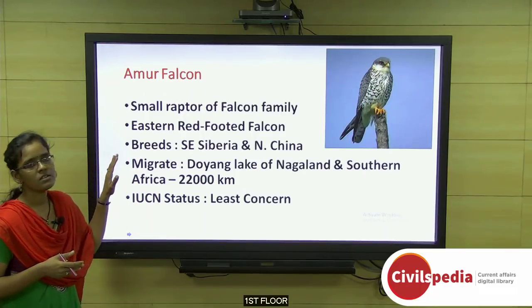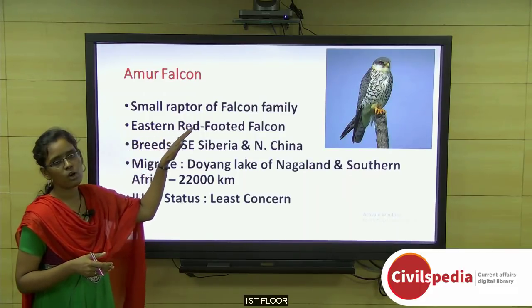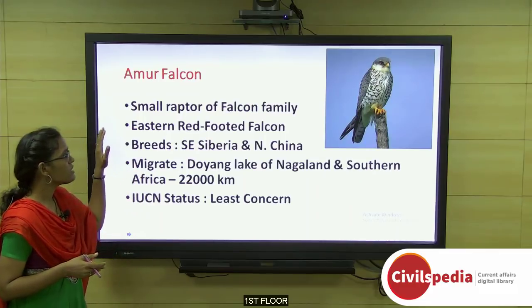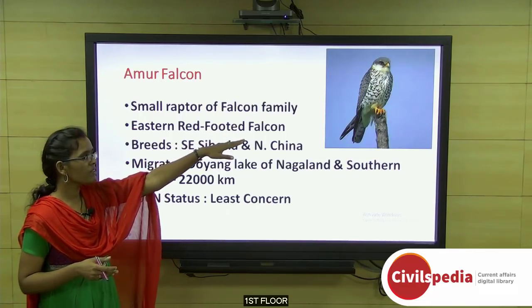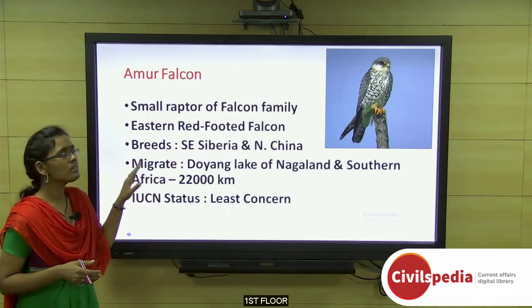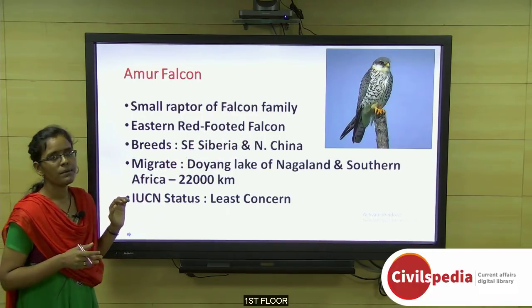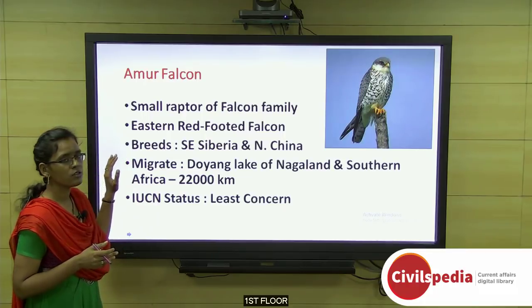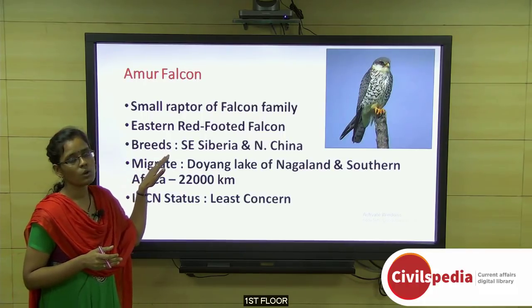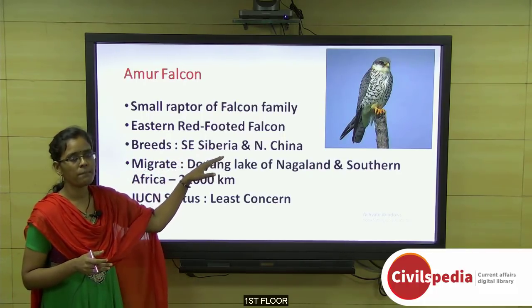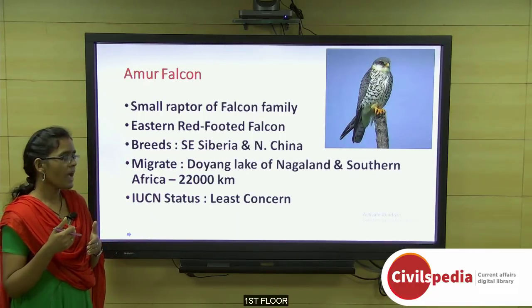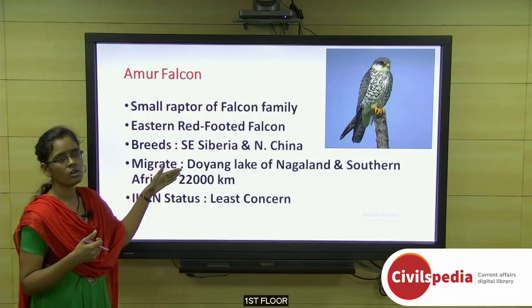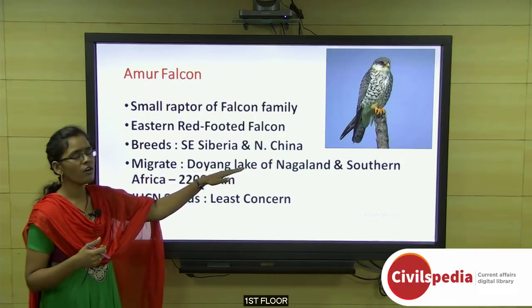The Amur Falcon is a small raptor that belongs to the falcon family. It is also known as the Eastern Red-Footed Falcon. In the picture itself, we can see the red feet, hence the name Eastern Red-Footed Falcon. The breeding place of this falcon starts in Southeast Siberia and Northern China. From there, it migrates to India for the winter season. And from India, it concentrates mostly on Doyang Lake of Nagaland.